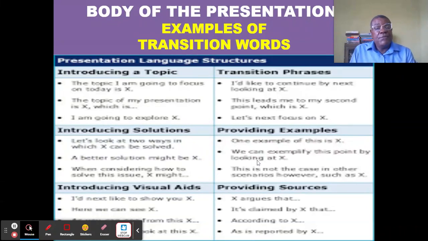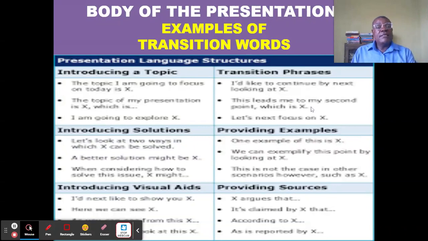Then transition phrases are used when you want to move from one part of your presentation to another, from one section to another, from one idea to a new idea. For example, you can say, I would like to continue by next looking at X. You are letting them know the next thing you are going to talk about.